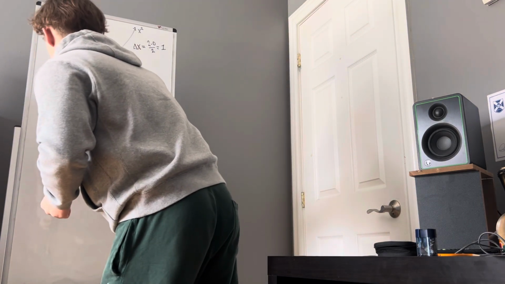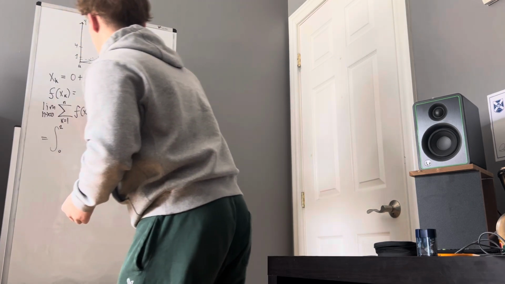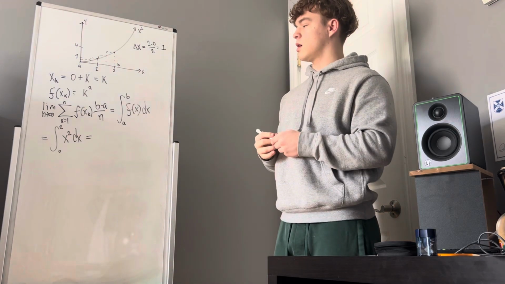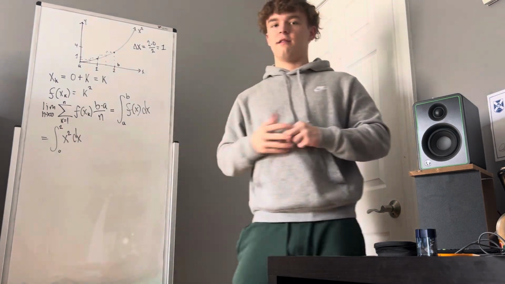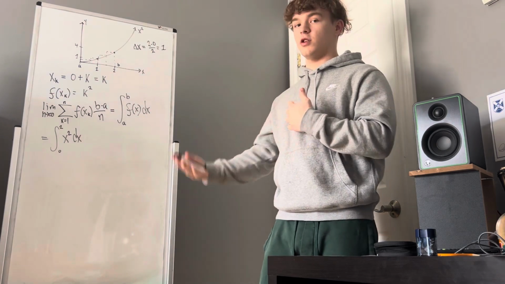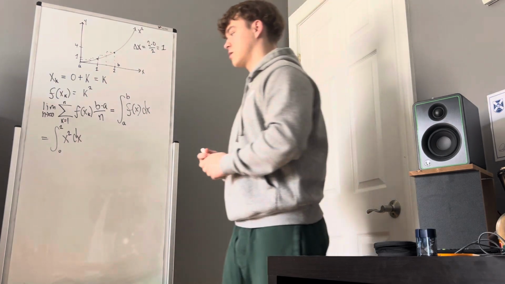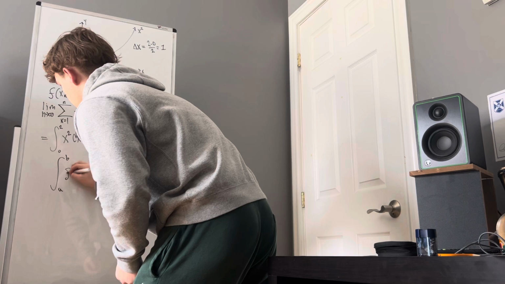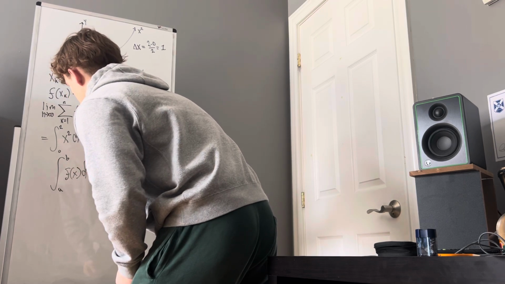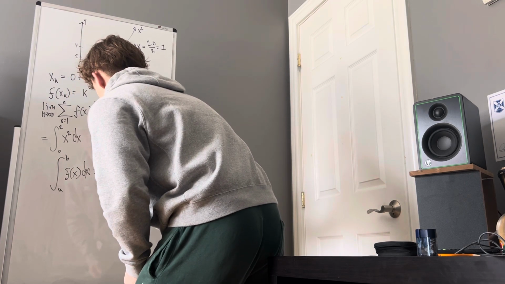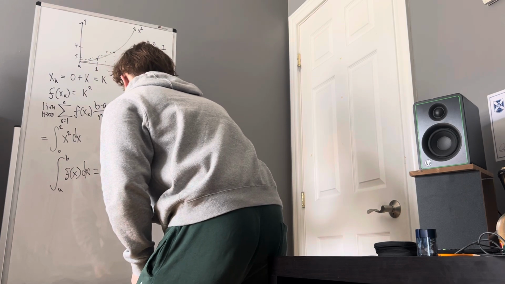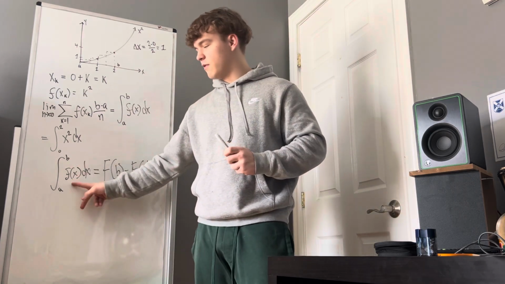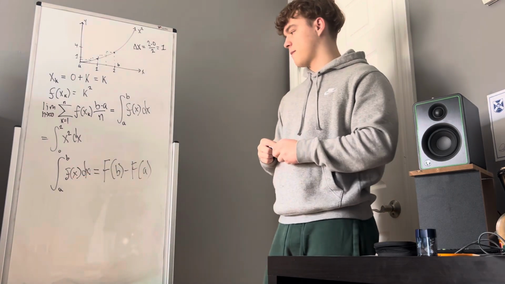Well, that's going to be the integral from a equals 0 to 2 of x squared dx. Well, first I'll have to introduce the fundamental theorem of calculus. The first one, there's a lot of them actually, which says that the integral from a to b of f of x dx equals F of b minus F of a. And so what is this capital F? This capital F is the antiderivative of our function.